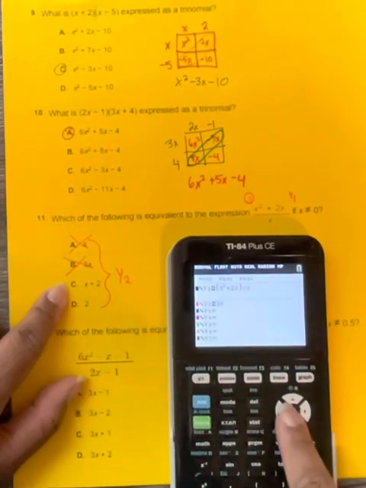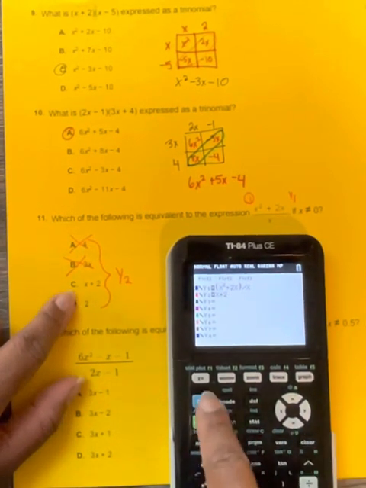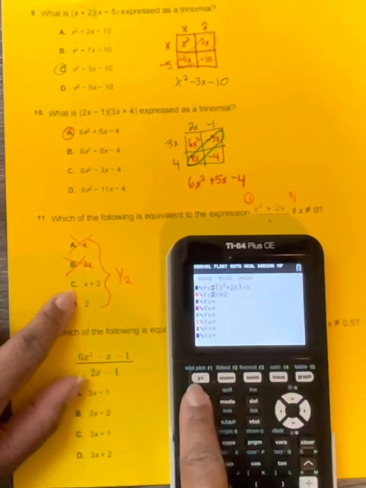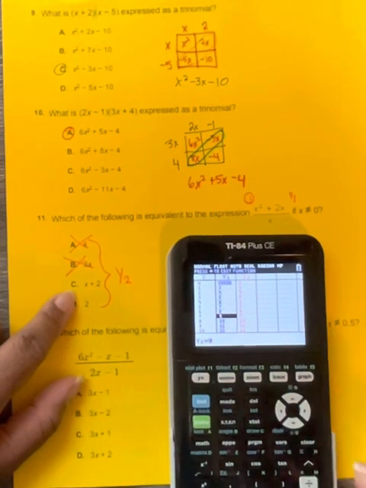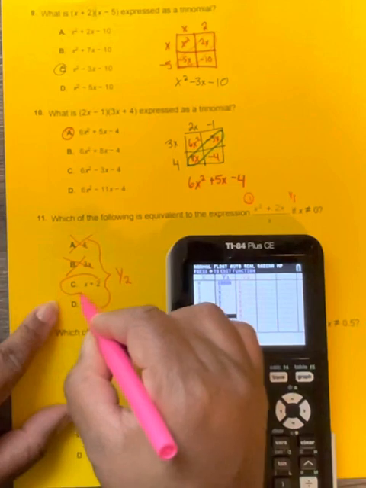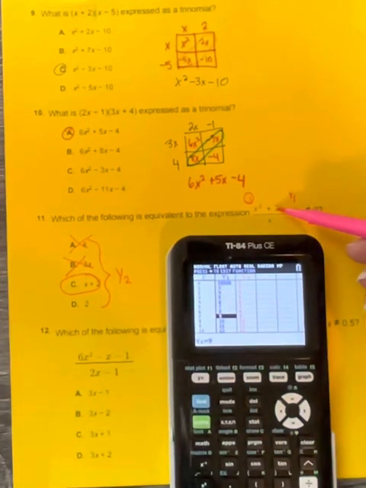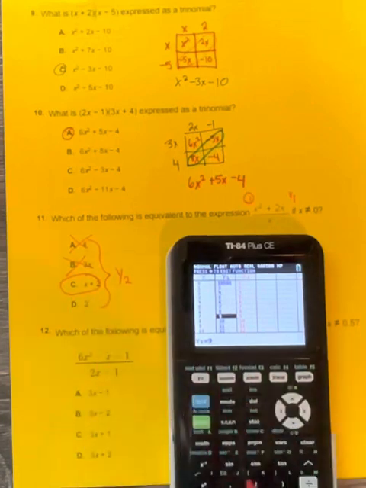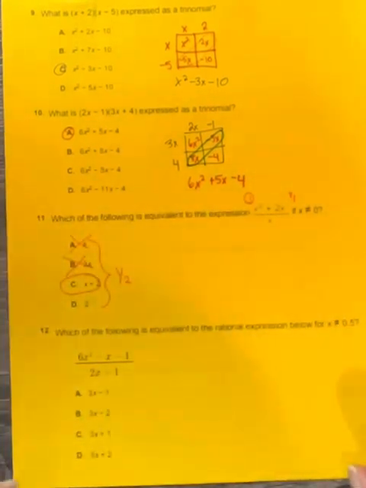Go back to y equals, type in now x plus 2, which is the answer choice for C. Type in second graph, and we're checking to see, hey, are these two equal? They are. y1 and y2 is equal. So that means when we divide these, we're going to get x plus 2. All right. Now, number 12, we're going to do the same thing.